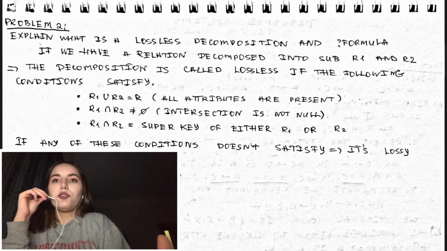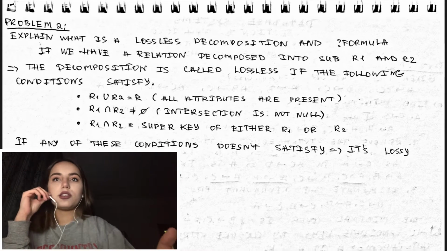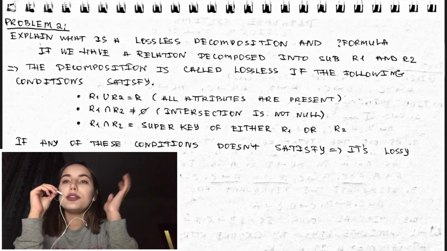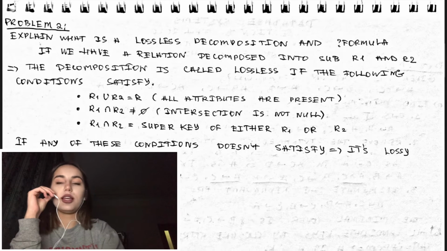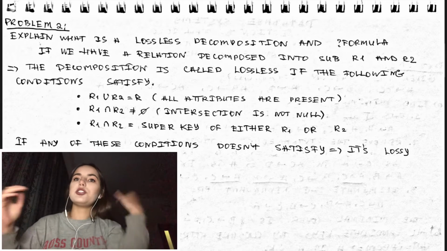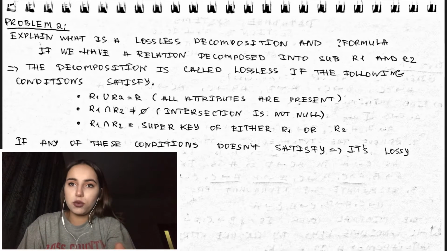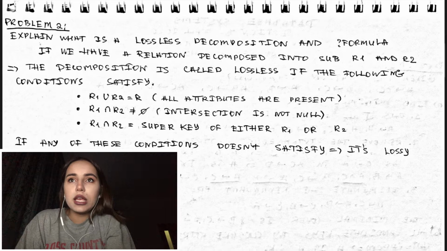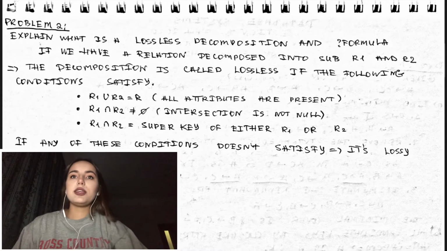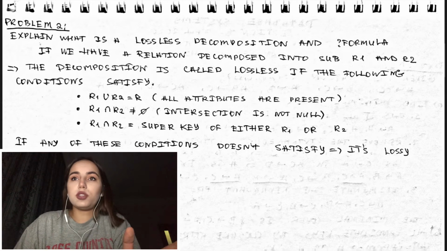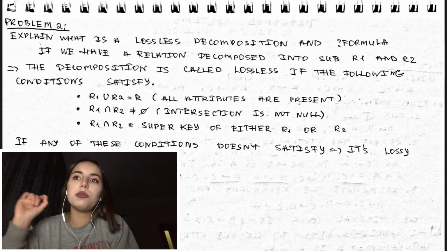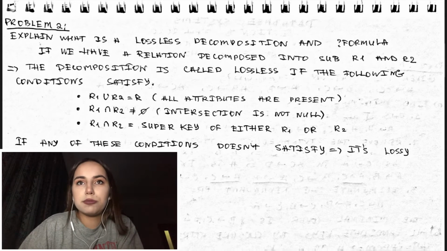However, there is a formula to check whether the decomposition is lossless or not. It is lossless if the following conditions are satisfied. The first one is that if we take the union of those two relations, we have to get R, the initial relation. It means all attributes have to be there. Then if we take the intersection of those two sub-relations, it cannot be null. So we have to have at least one common attribute in their intersection.